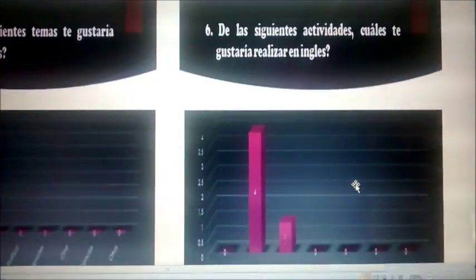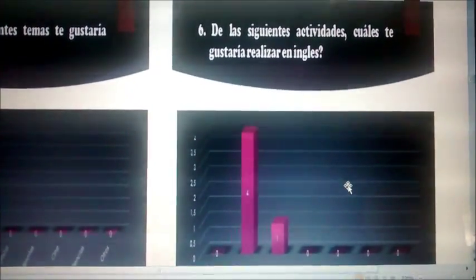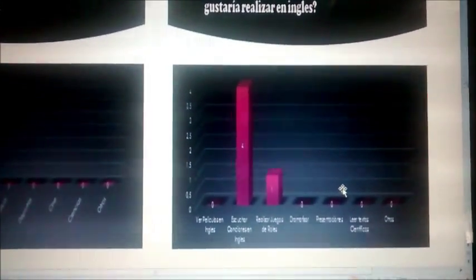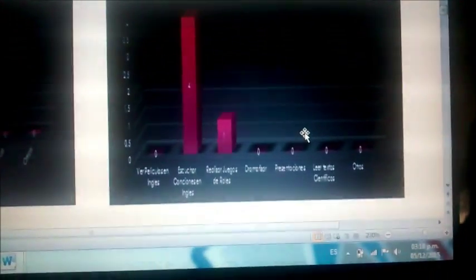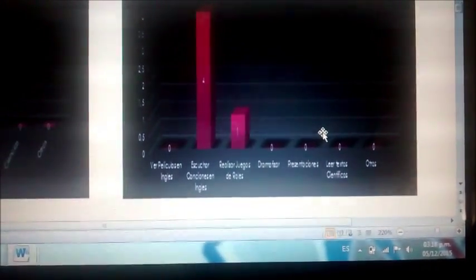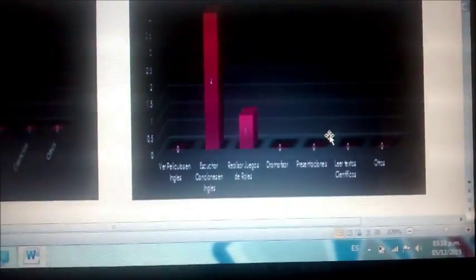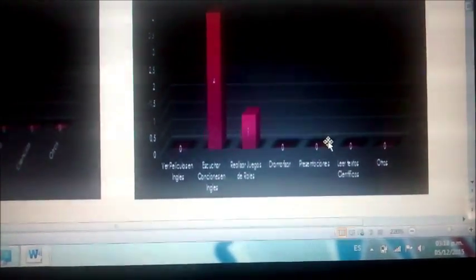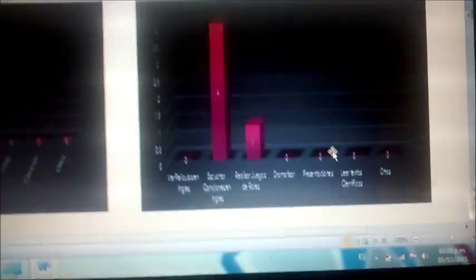Some other questions were, de las siguientes actividades, ¿cuáles te gustaría realizar en inglés? Most of the students answered that they would like to do activities as listening to songs in English. It is comprehensible due to they are music undergraduate program students.